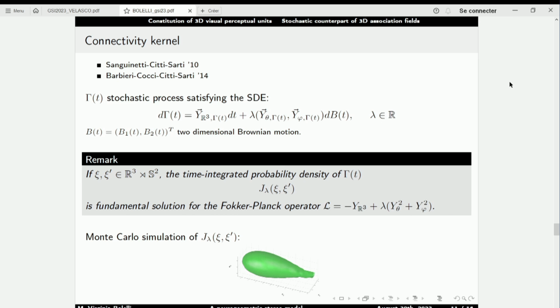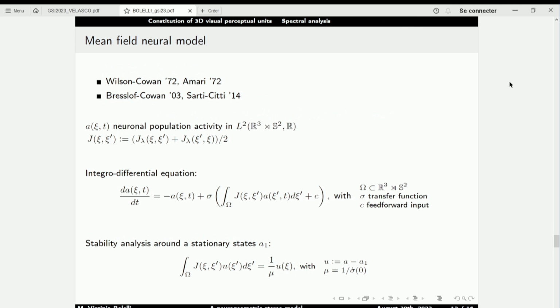This kernel describes the probability of interaction between oriented elements, and in particular, it encodes 3D geometric position and orientation information. So we can insert it as a facilitator pattern in the mean field equation describing the evolution of the neural population activity.